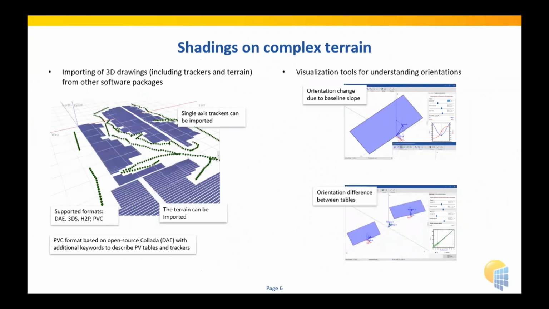Just for supporting the users, we also added some visualization tools for understanding the orientations of tables, because we're getting lots of support questions on that. And this visualizes quite nicely that if you have a table and the baseline slope changes, the orientation changes, so the tilt and the azimuth, effective tilt and azimuth change. So you can see that now nicely if you have doubts about whether what PVSyst is calculating is correct.